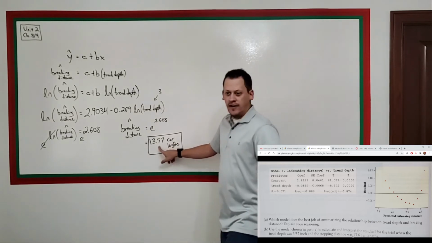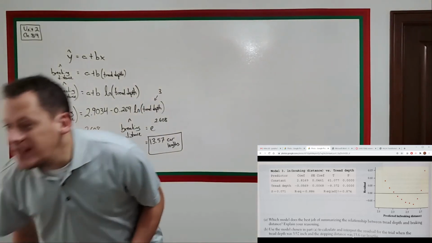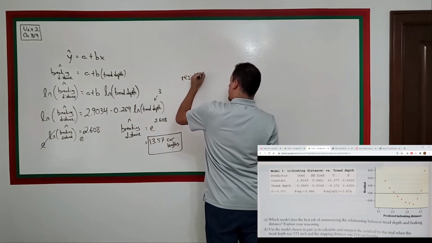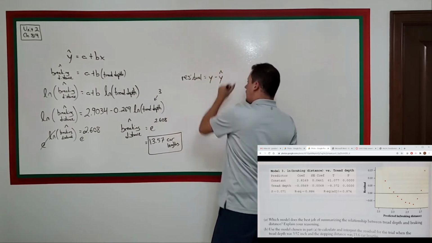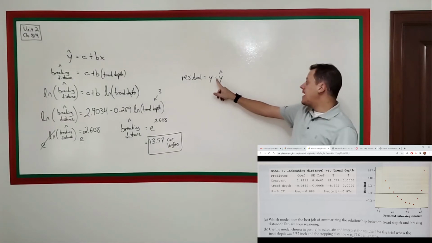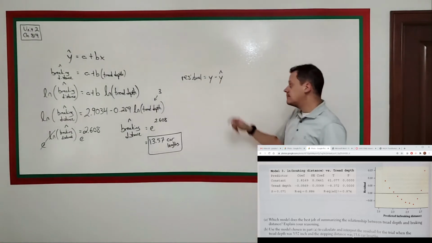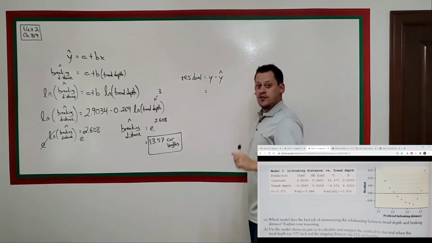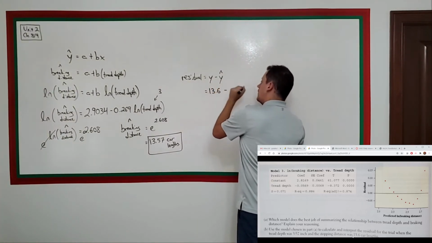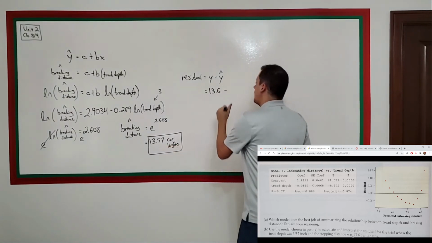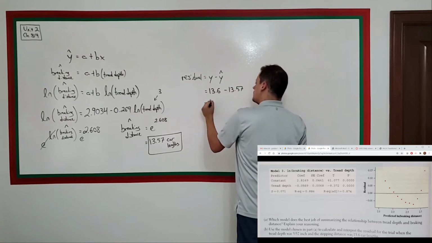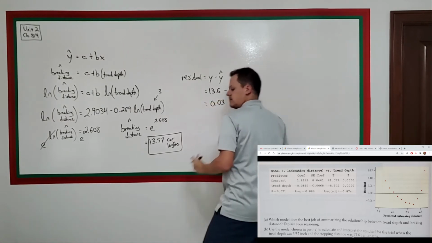But the actual value was 13.6. So the residual, remember that's y minus y hat. That's the true value minus the predicted value. The true value, it said, was 13.6 car lengths. But we predicted 13.57. So that's going to be 0.03 car lengths.